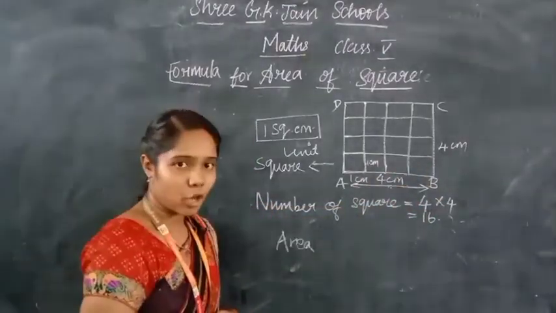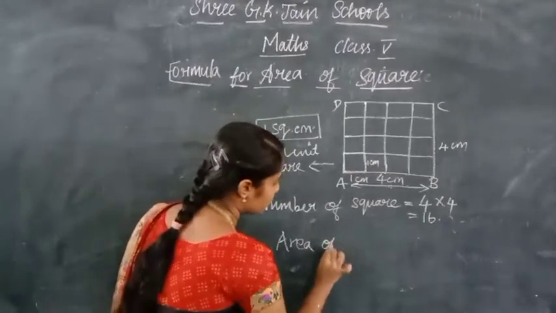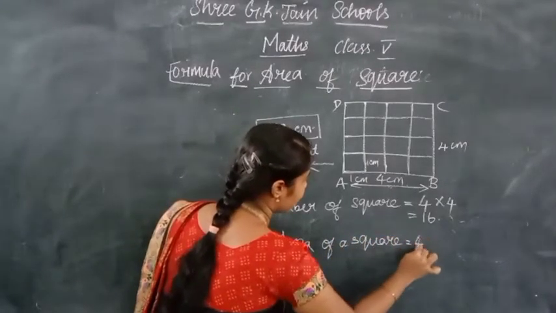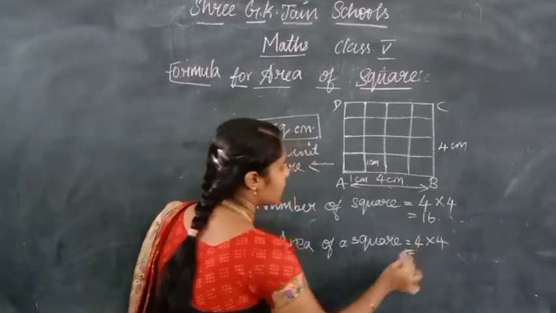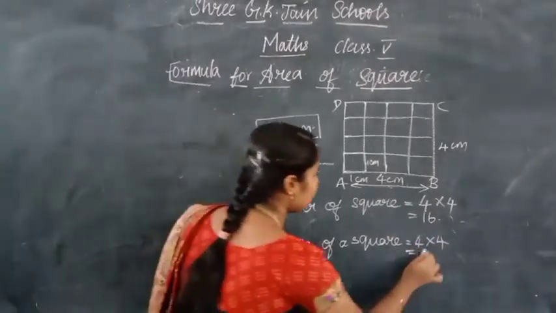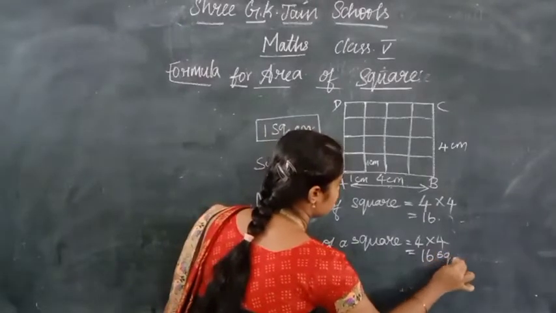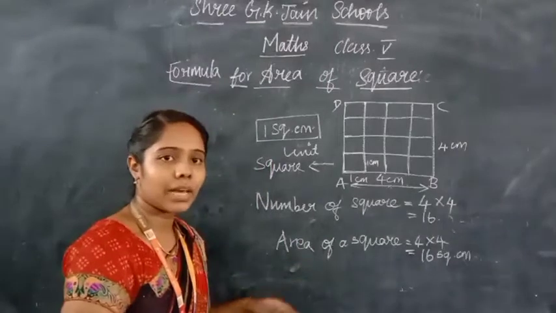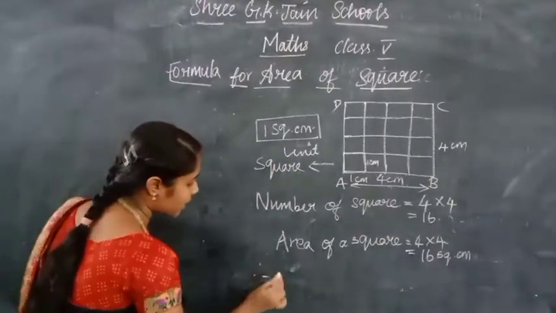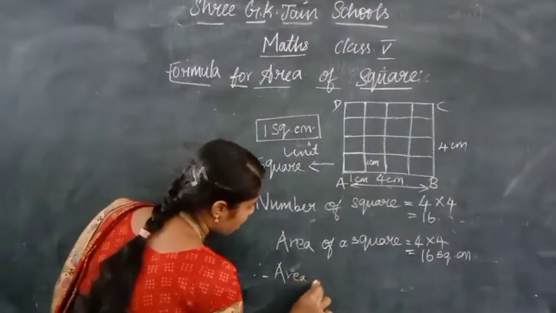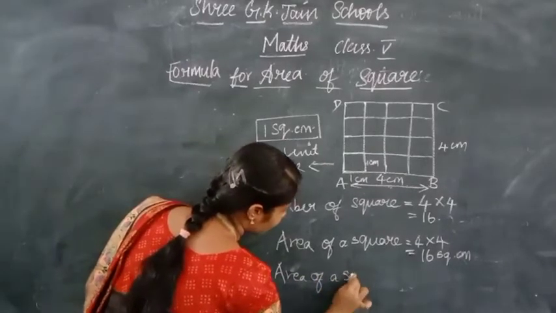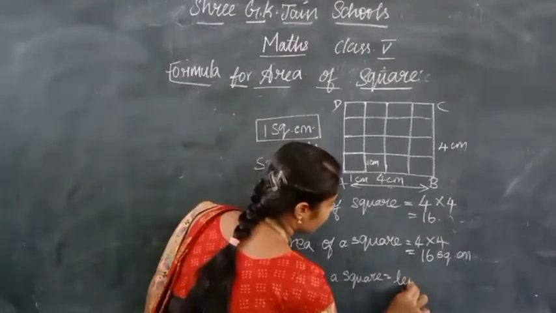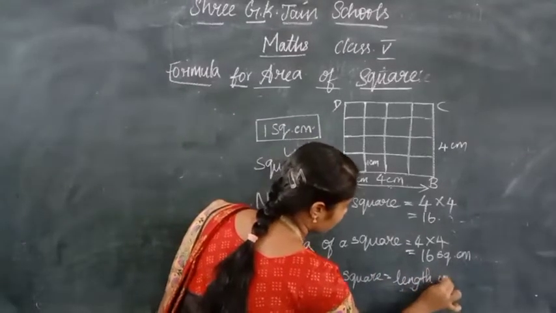That means area of a square is equal to 4 into 4, right? So what is 4 into 4? 16 square centimeter, right? So from this we can write the formula for area of the square. What is the formula? Therefore, area of a square is equal to, what is the formula? Length of a side, length of a side.